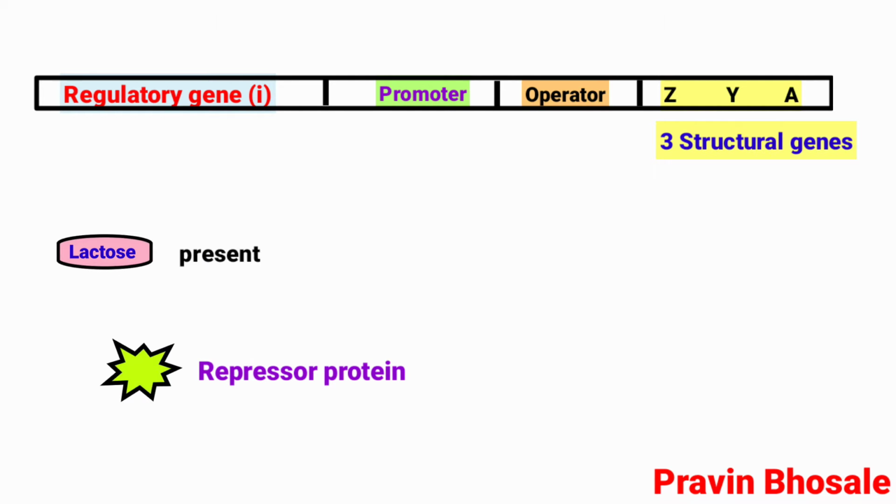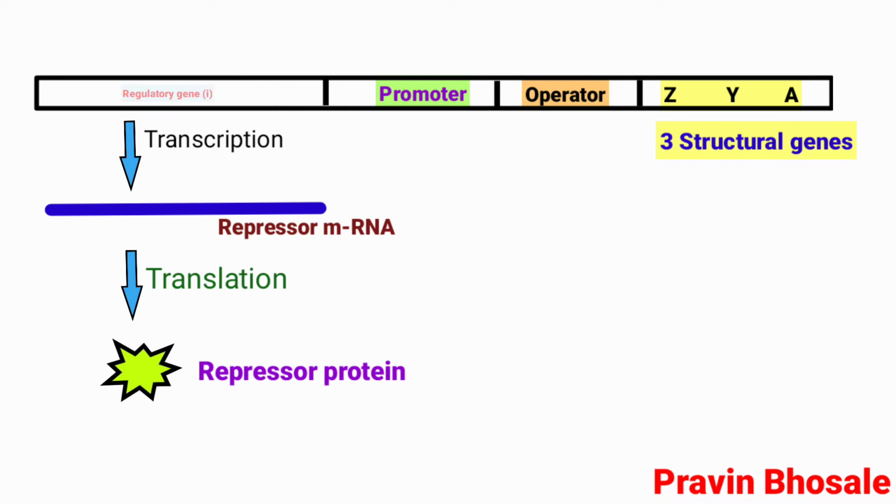If lactose is present, the repressor protein is inactivated. If lactose is absent, the repressor protein is activated. The repressor protein is produced by the action of regulatory gene I, the inhibitor gene.